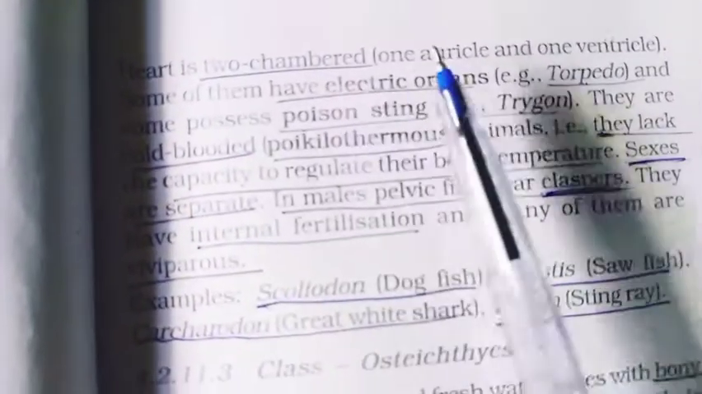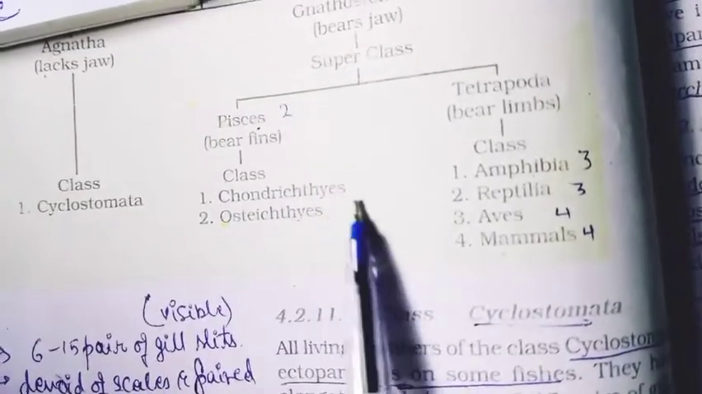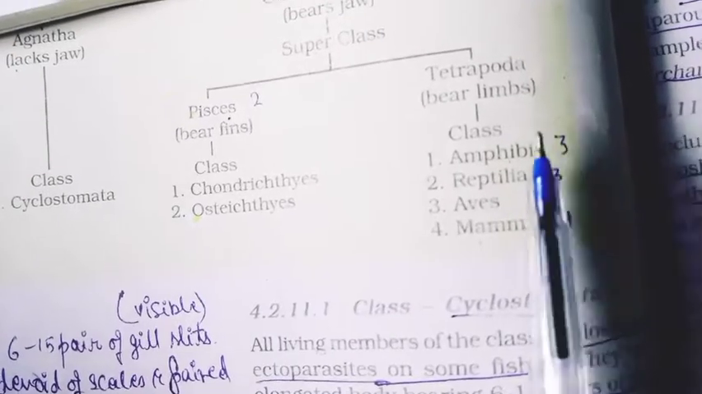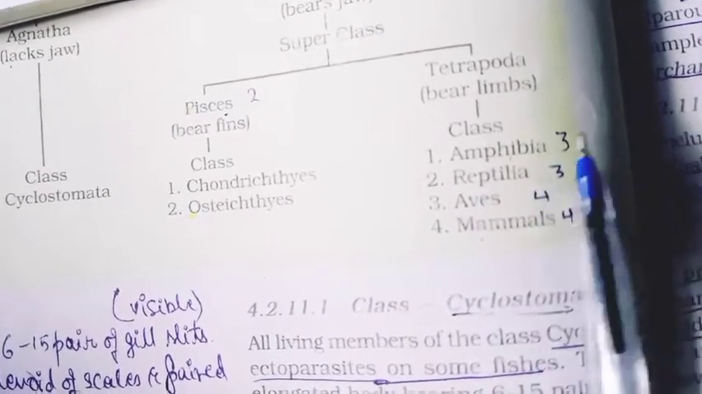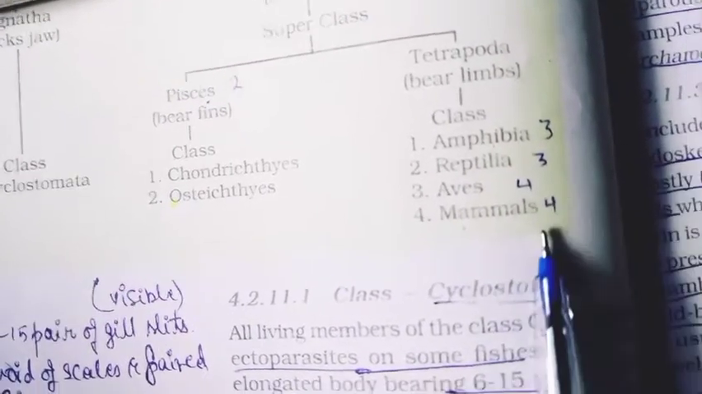The heart is two chambered, one auricle and one ventricle. You can learn it as a trick: Pisces have a two chambered heart, Amphibia and Reptilia have a three chambered heart, and Aves and Mammals have a four chambered heart.